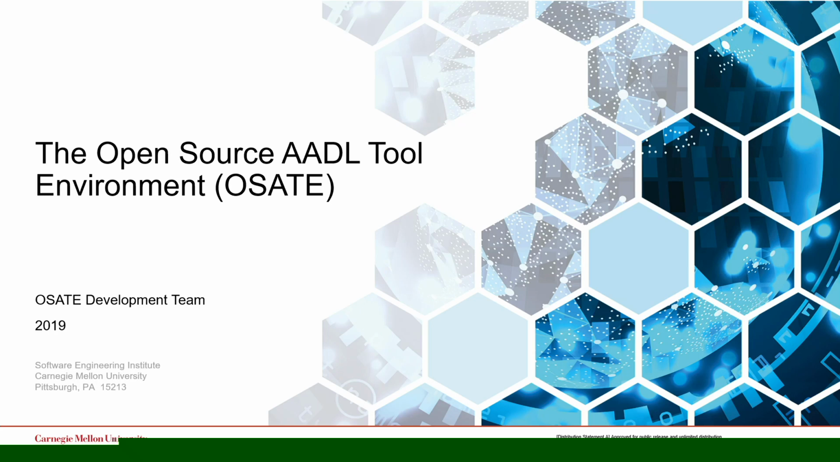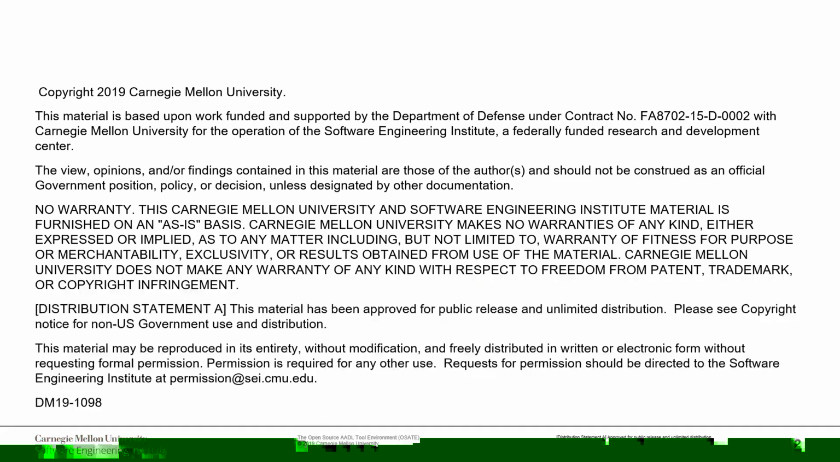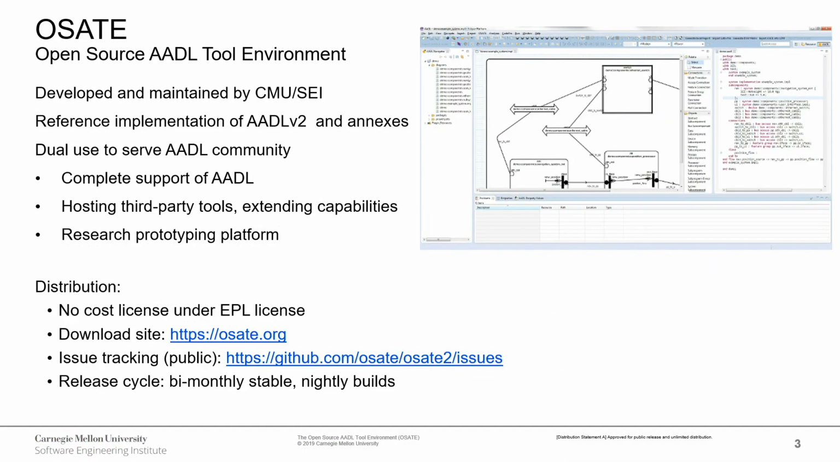And of course, for having the vision set up, what we need is a collection of tools. One of the first ones is OSATE, the open source AADL tool environment developed by the SEI. The objective of OSATE is to provide the reference implementation of the AADL v2 standards, but also all the annexes. By making it open source, first of all, we serve the AADL community by providing complete support of AADL free of charge.